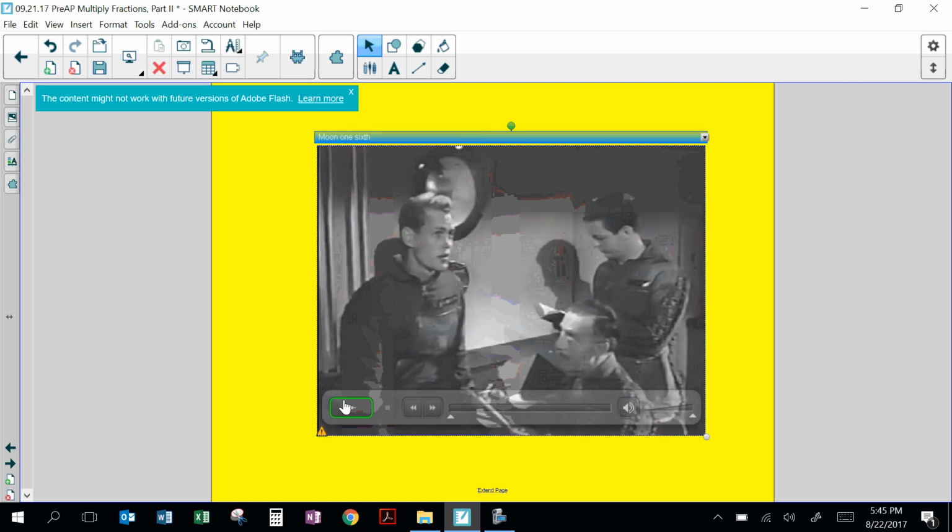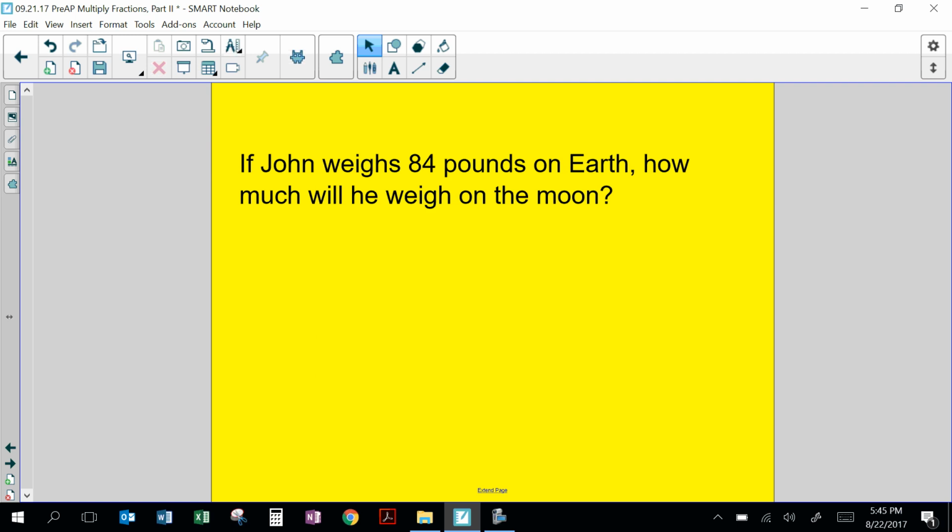If you're going to hear the astronaut guy, he said that the moon's gravitational pull is 1/6 of Earth. That means the following. If John weighs 84 pounds on Earth, how much will he weigh on the moon?